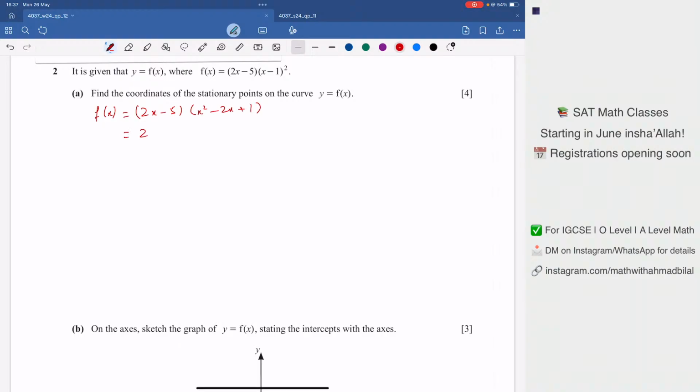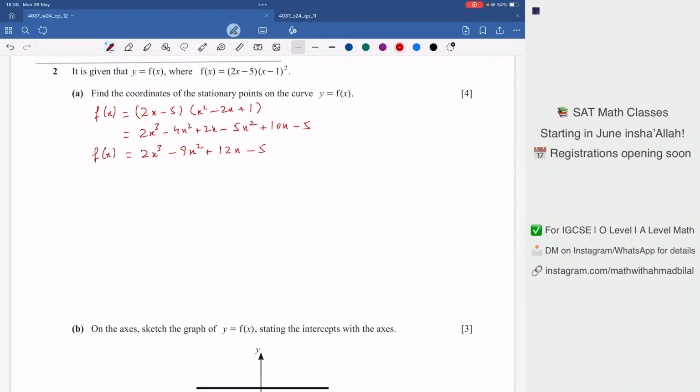Let's simplify this further, and that gives us 2x cubed minus 4x squared plus 2x minus 5x squared plus 10x minus 5, and this simplifies to 2x cubed minus 4x squared minus 5x squared. That becomes minus 9x squared, and then plus 12x minus 5. This is what f of x is.